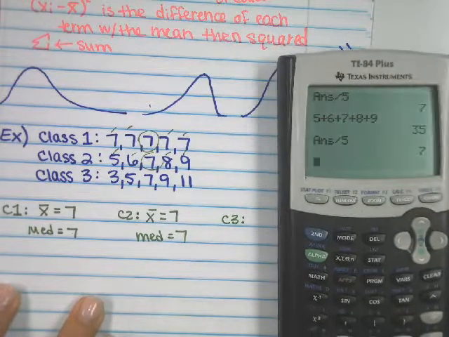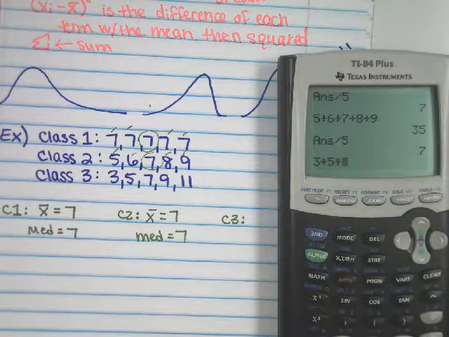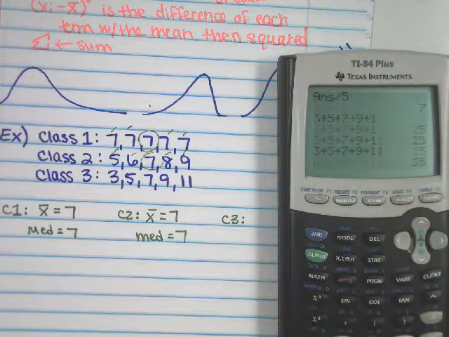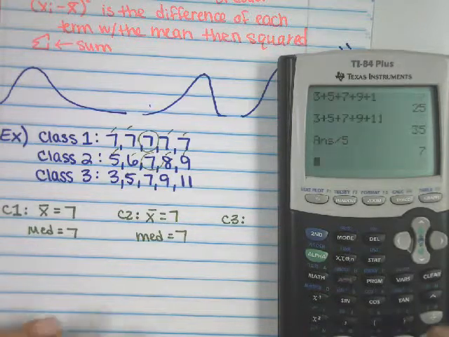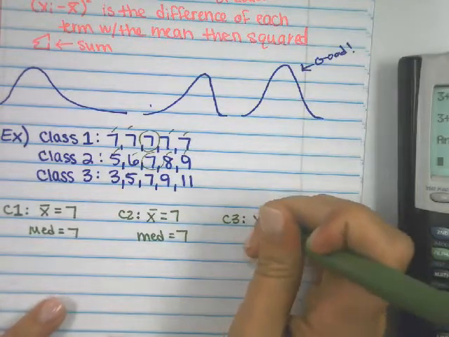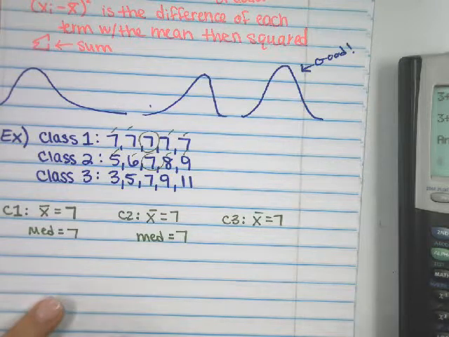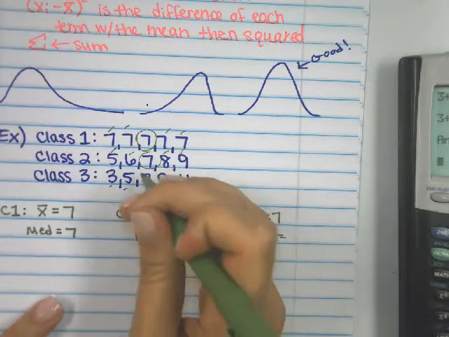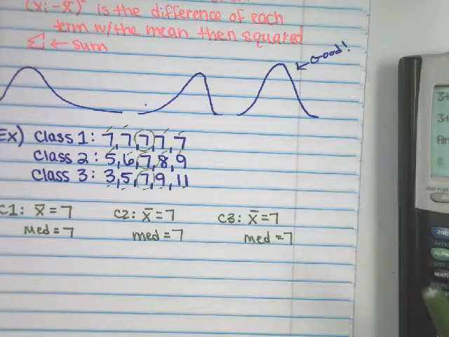For class 3, we find our mean. We add them up: 3 plus 5 plus 7 plus 9 plus 11. Oops, I missed that 11. That's 35. There are 5 students who took the test, so we have a mean, or average, of 7. Our median is our middle number, so mark off low, high, which leaves you with a 7 in the middle, and there it is.